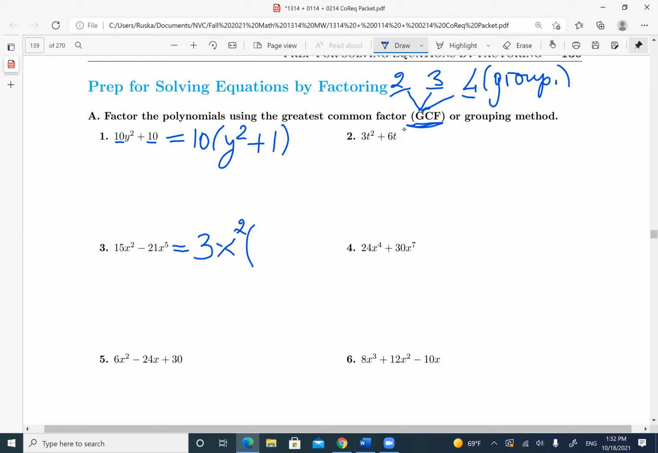And then when you look at this, technically you're dividing. 15 divided by 3 is 5, and x squared divided by x squared is just 1, so 5. And then minus 21 divided by 3 is 7, and x to the 5th divided by x squared is x cubed. And this is what is left, and that's my answer. Okay, does everybody understand how to factor the greatest common factor? So just factor out what they have in common, and inside the parentheses, just write down what is left. Okay, everybody get that?